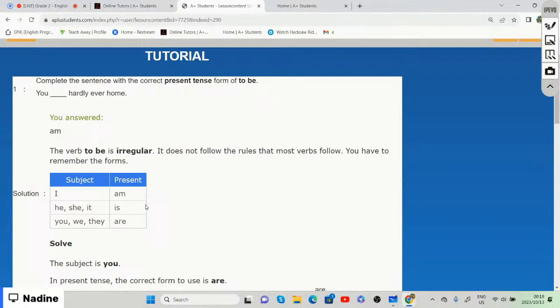And then we have a subject also, you, we, and they. And this refers to more than one person doing an action. So it's either you are eating, we are eating, or they are eating. So once again, the verb to be is irregular and it does not follow the rules that most of the verbs follow. You are just going to have to remember the forms.